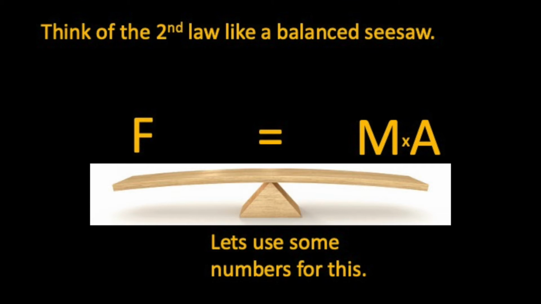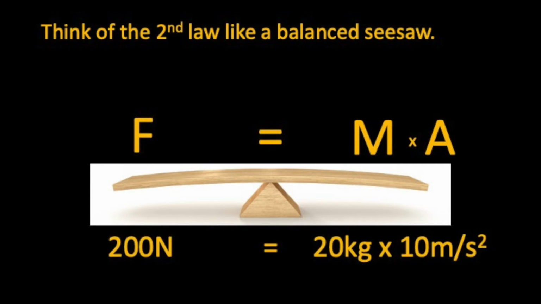If we just throw some numbers in there, if the force on the object was 200 newtons and the object had a mass of 20 kilograms, then the acceleration would be 10 meters per second squared. So 20 times 10 is 200, and kilogram times meter per second squared is what we call a newton. So both sides of that are equal.